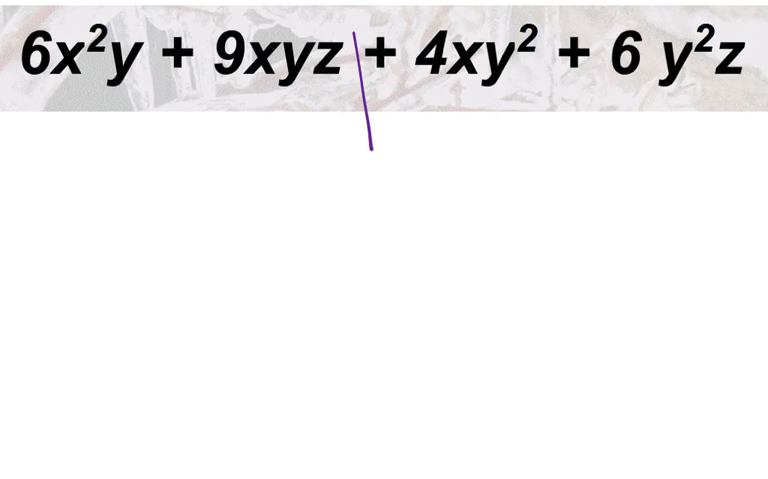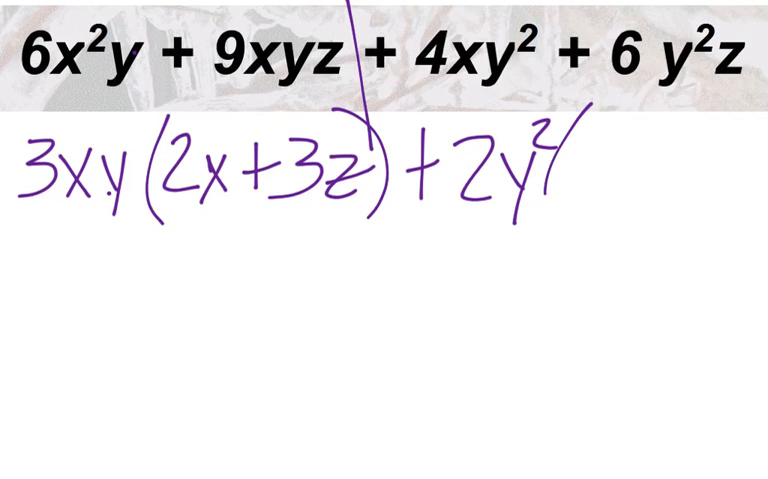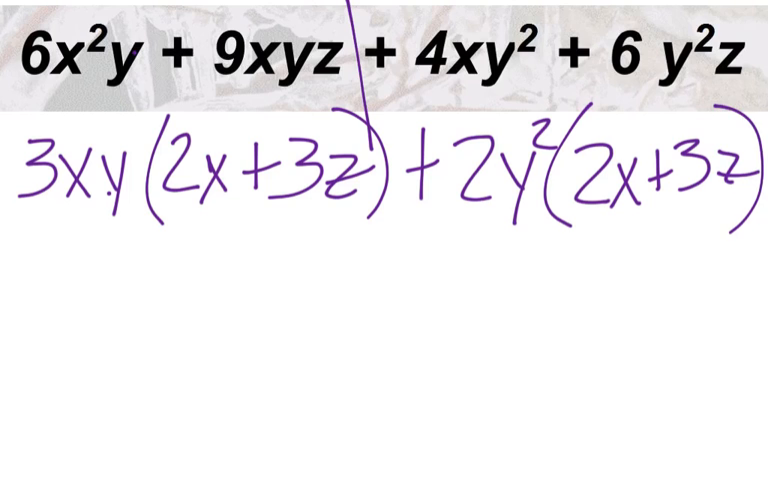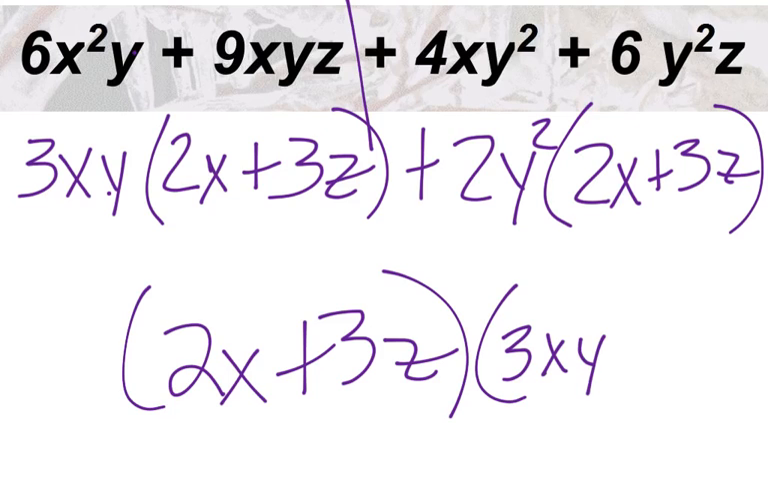Okay, one with variables, with exponents. They both divide by 3, they both have an x, they both have a y. 6 divided by 3 is 2. X squared and x, you got to subtract. 2 minus 1 is 1, so x. The y's cancel. Plus 9 divided by 3 is 3. X cancels, y cancels, z has to come down. Plus, they both divide by 2, they both have a y squared. 4 divided by 2 is 2. Bring your x down, the y squared cancels. Plus 3, y squared cancels, bring the z down. 2x plus 3z, and 3xy plus 2y squared makes up your answer.